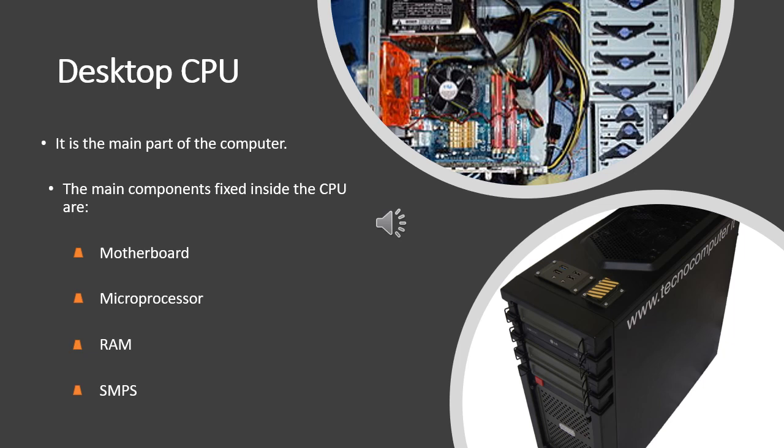Now let's see what are the important or main components fixed inside the CPU. They are motherboard, microprocessor, RAM, SMPS, etc. Let's see one by one.